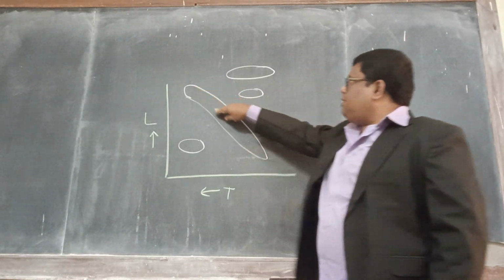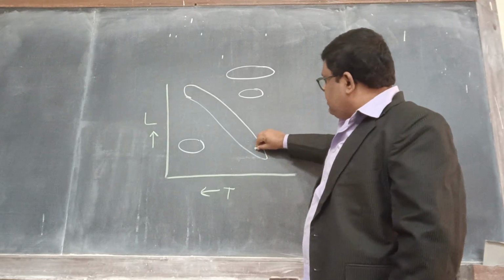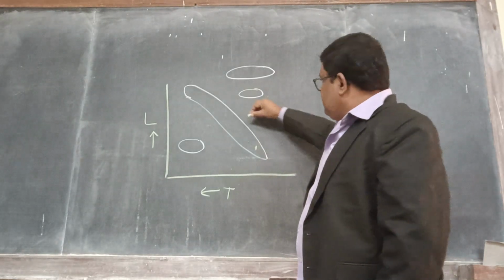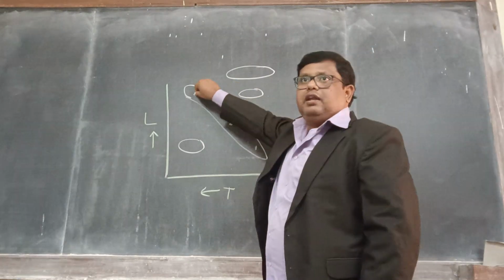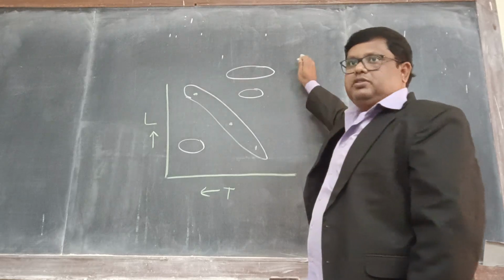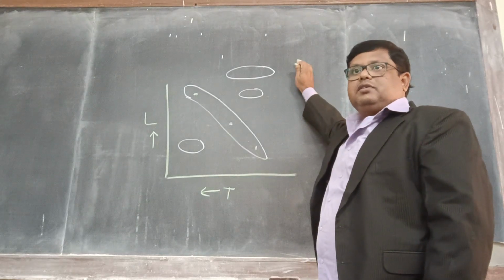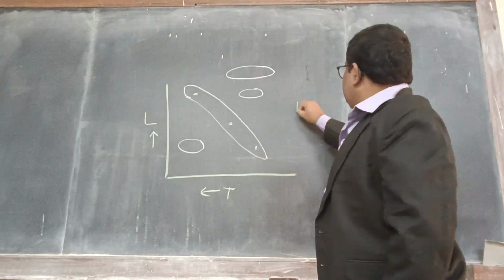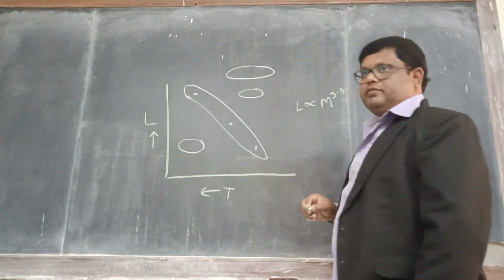Let us think about the main sequence. In the main sequence, the stars here are very low mass. Here, intermediate mass. And here, very large mass. Fine. Now, luminosity versus mass dependence. What is it? L is proportional to approximately m to the power 3.5.